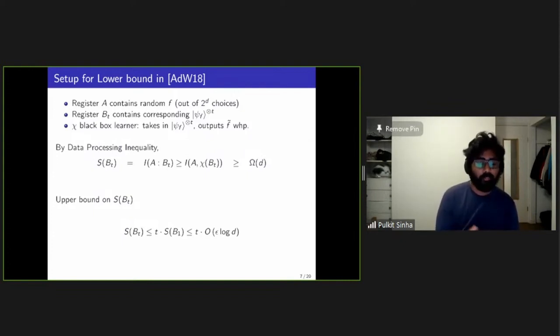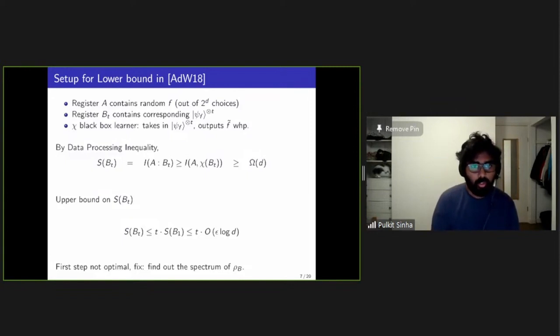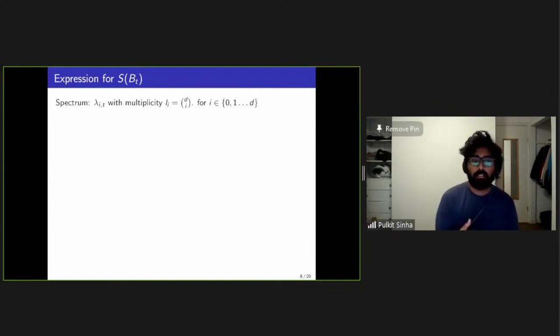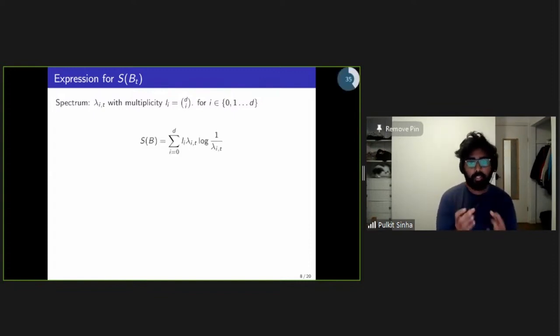So we found out that instead of going with subadditivity in the first step here, if we directly computed out the spectrum of rho B, then we actually do get the optimal lower bounds once we plug in the spectrum into the expression for the von Neumann entropy of B. We found that the spectrum looks like this. You have eigenvalues lambda_i^T, each with multiplicity L_i, which was equal to d choose i. And you have this for each i from 0 to d. So you have at most d plus 1 distinct eigenvalues. Once you have this, then the von Neumann entropy looks like this.